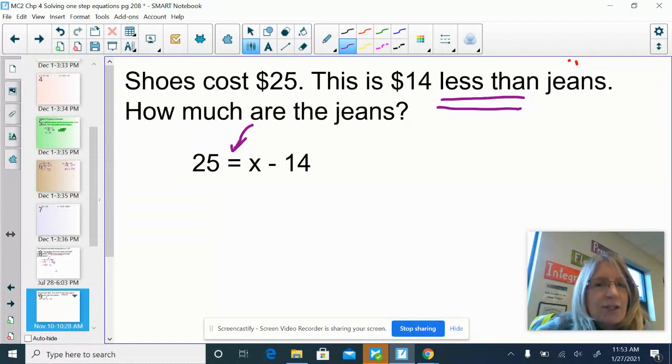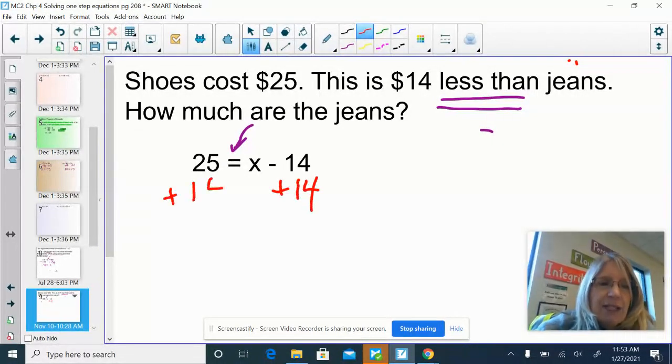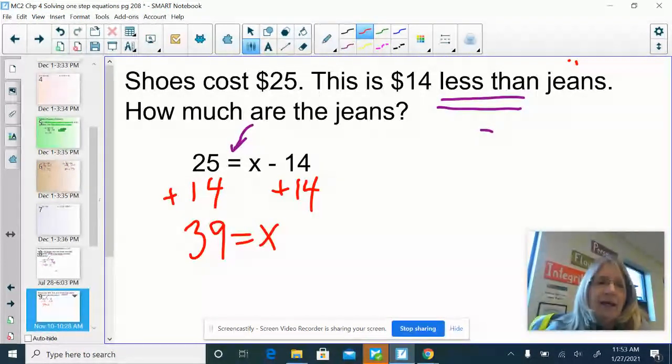So here that is your subtraction sign. And then we're just going to undo it. We want to get x alone, add 14, add 14. And so the jeans must be $39.